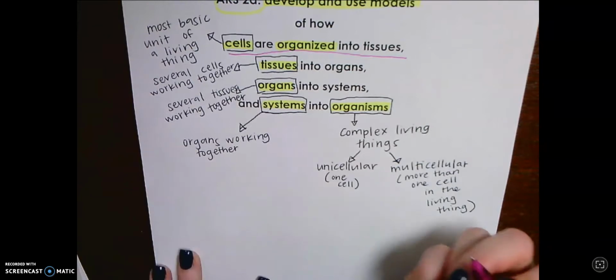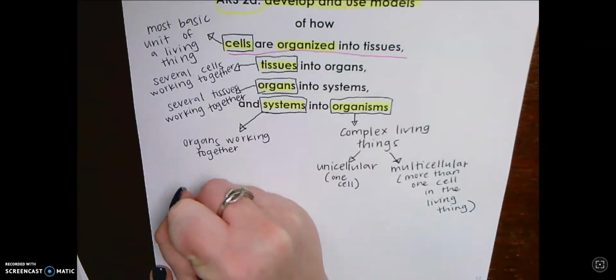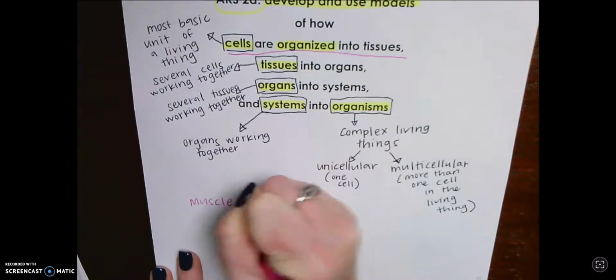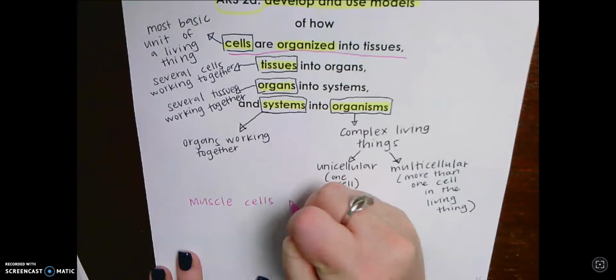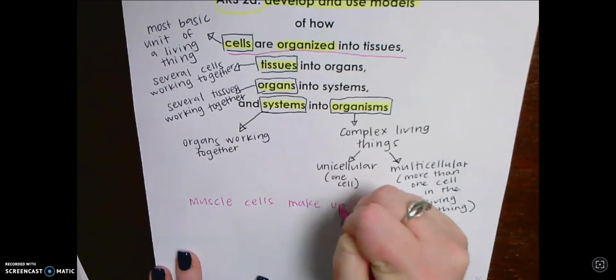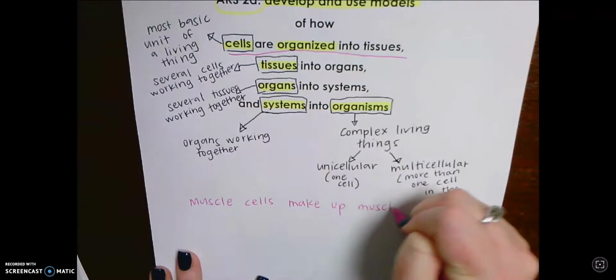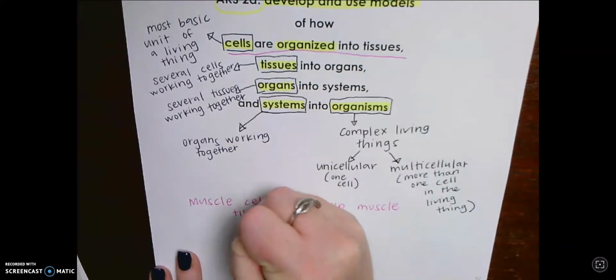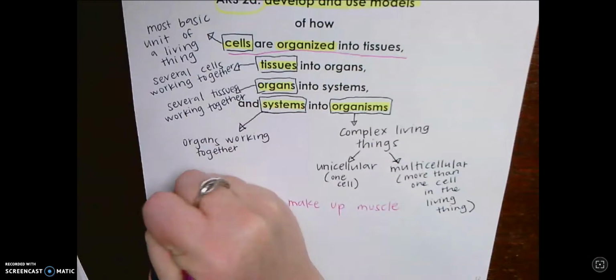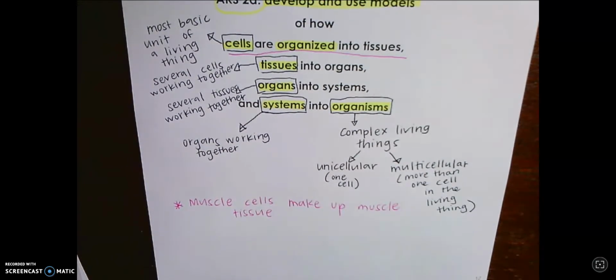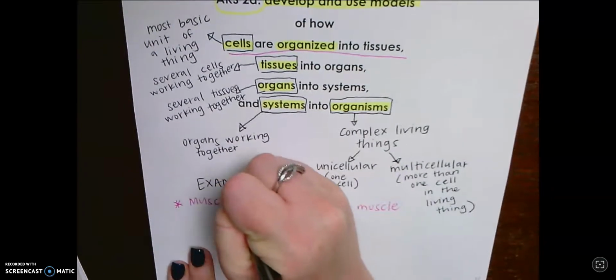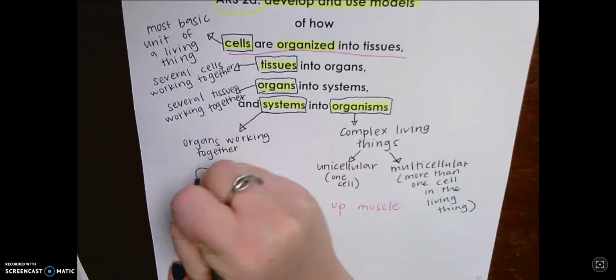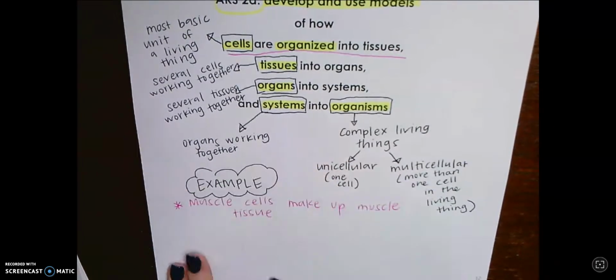And so my pink part of my example is going to be muscle cells make up muscle tissue. I'm going to put a little star here. And above this, in a little bubble, I'm going to write example. So we've got our cellular level combining to make tissue.